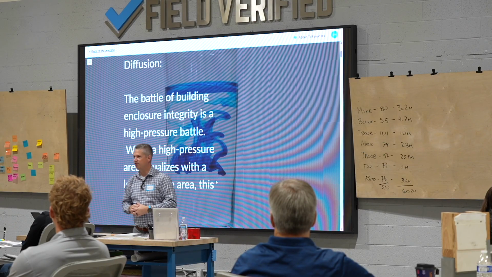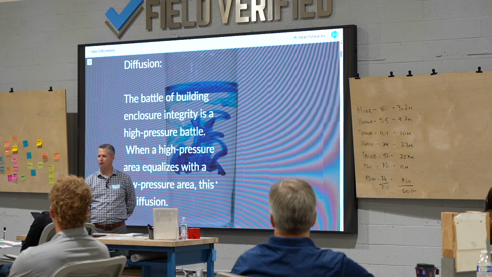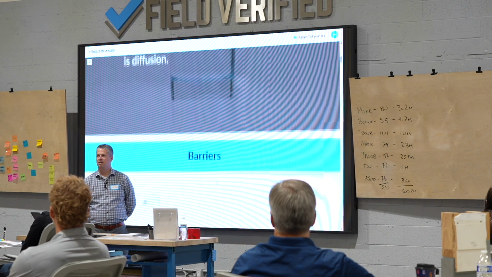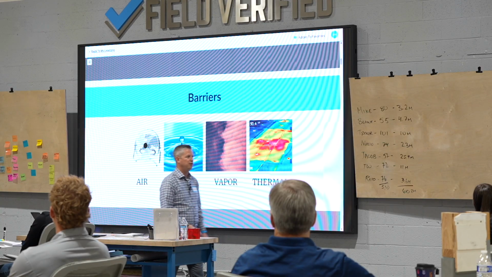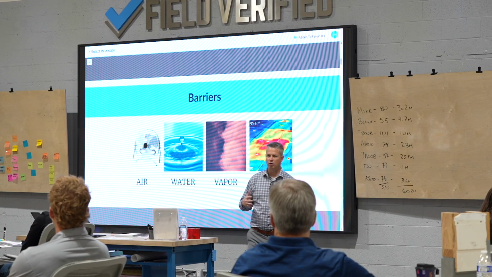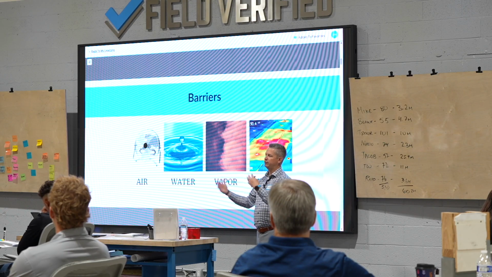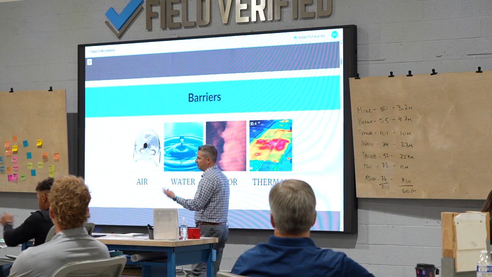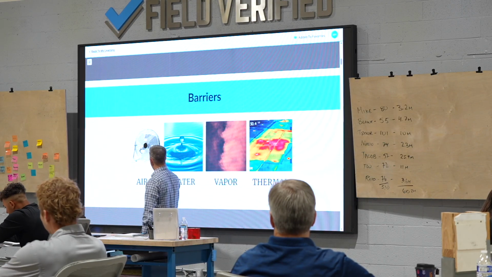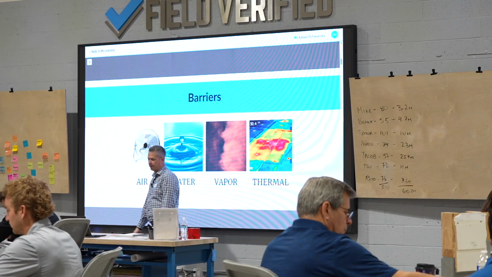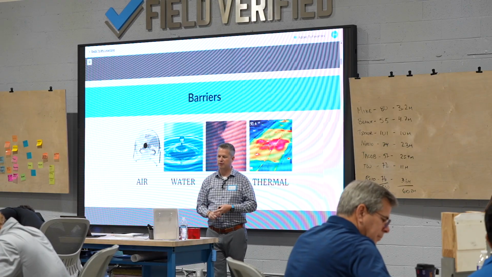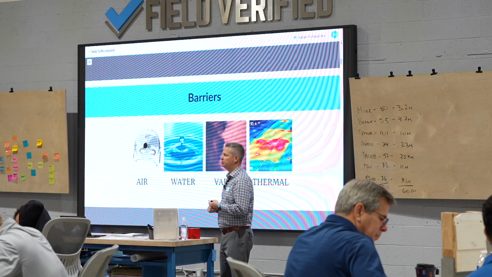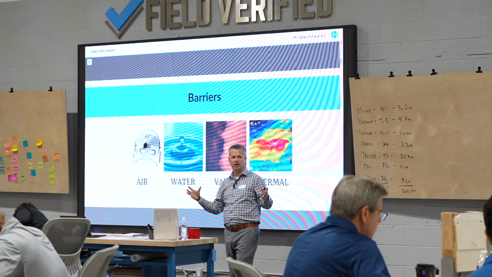So that's diffusion, and that's the force our buildings are working against, and that's why we put in barriers. All of these barriers are meant to slow down or stop that diffusion. So this is a good thing to write down, the 4 barriers. Air's got indoor air quality moving with it. It's got temperature. Occupant comfort, big part of what the air barrier helps with.